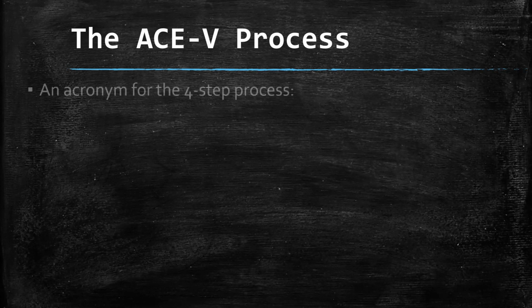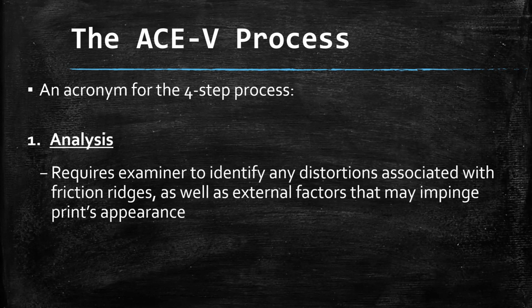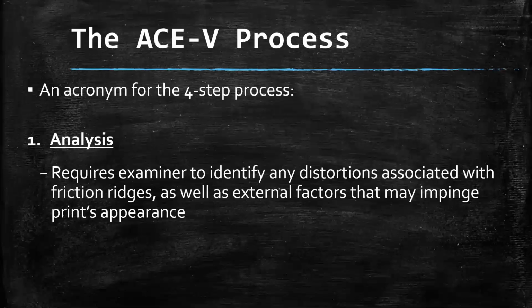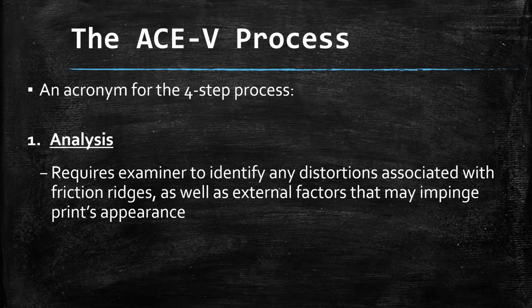All right, last is the ACE-V process. So it's an acronym for a 4-step process. A stands for analysis or analyze. So when you're actually looking at fingerprints to determine if it's a match to somebody else's, you require a fingerprint examiner. So analysis is whenever the examiner actually identifies, is this fingerprint actually usable? Is there any distortions to the friction ridges, major scarring, anything that could impinge the print's appearance and make it not usable? So the first step is just, is this print actually worth our time to continue to develop, to process, to use for evidence?